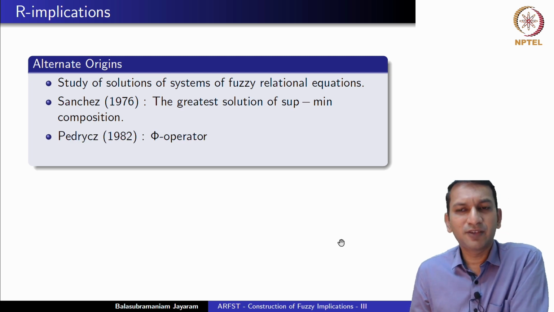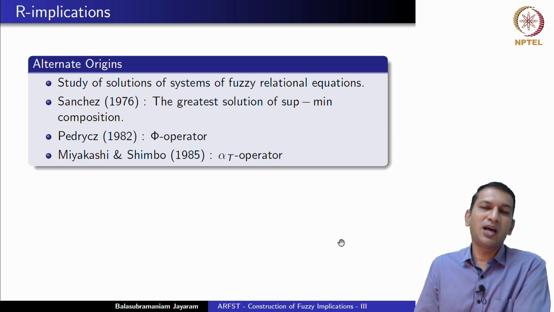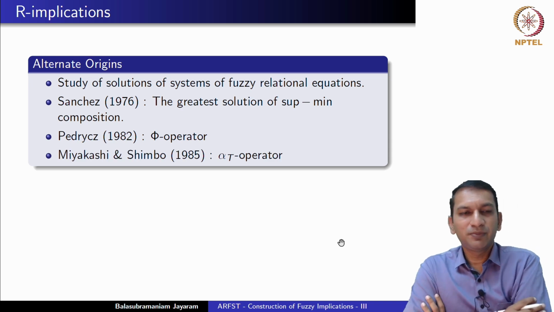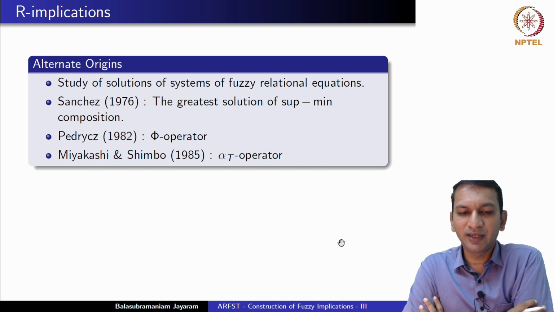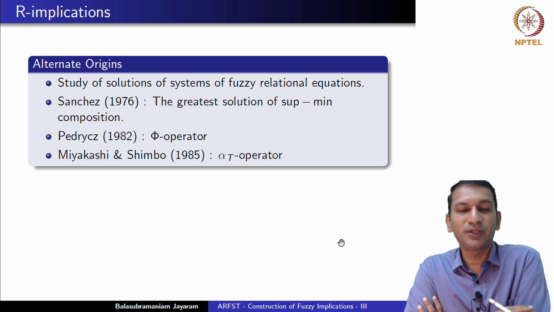It had appeared as the phi operator in the work of Petrich later on in 1982, and also as the alpha T operator in the work of Miyakoshi and Shimbo in 1985. So you can see that over a period of a decade, from 76 to 85, different researchers have found that R implications emerge in different contexts.